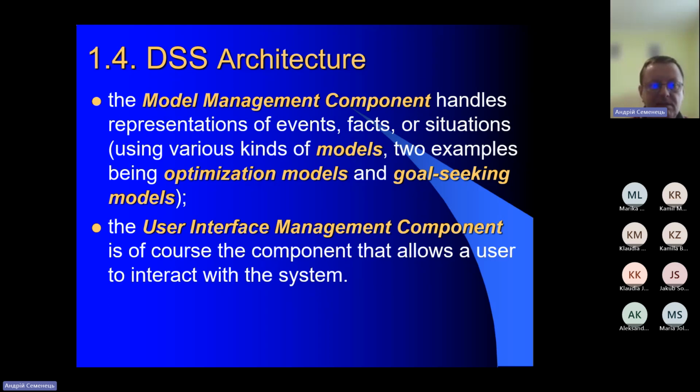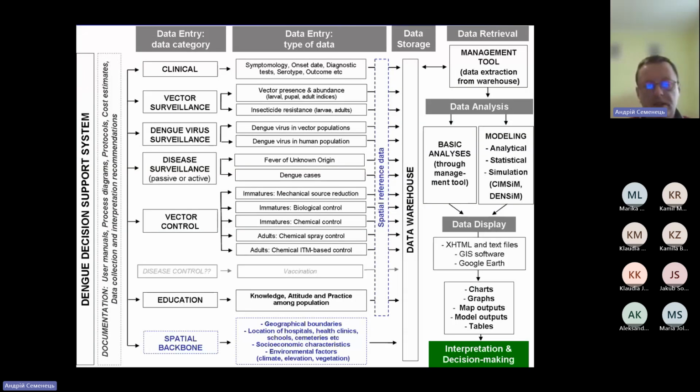Model management components have a representation of a model, facts, or situation. For example, we can see optimization models or goal-seeking models. And the user interface, of course, allows our user to interact with the system. That's simplified. But if you talk about a real system, it could be very, very complex and built of a huge number of various components and interact with external systems and so on.